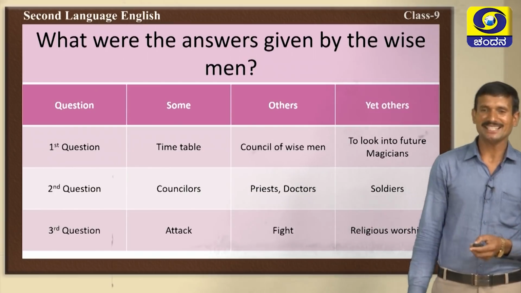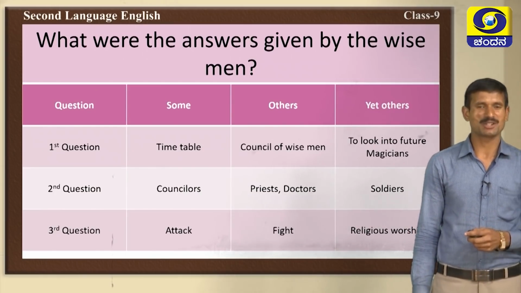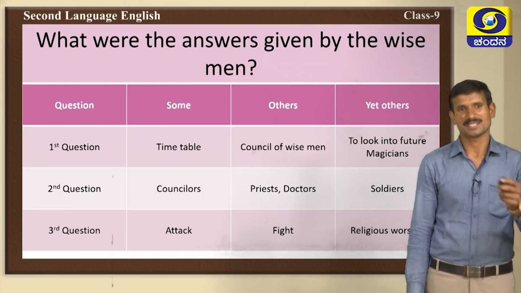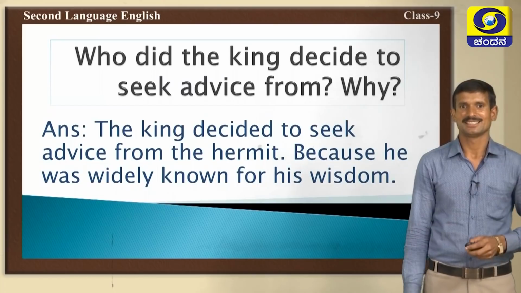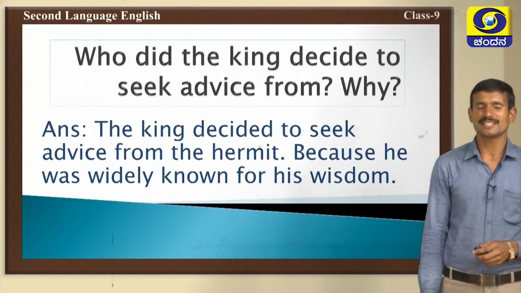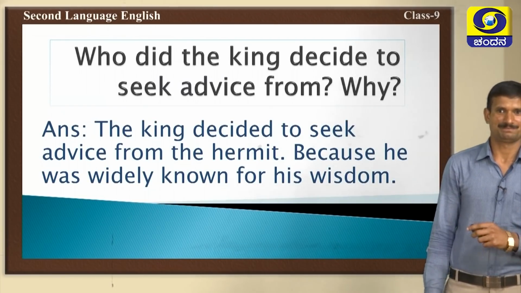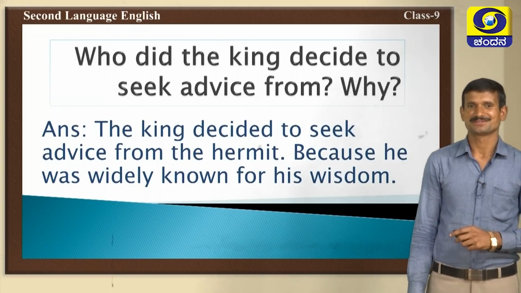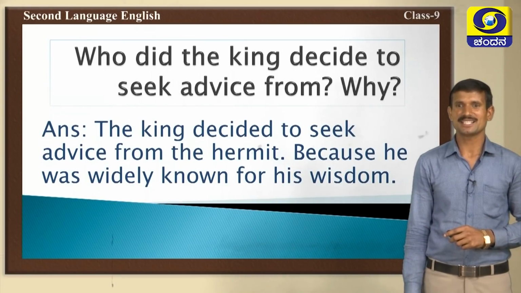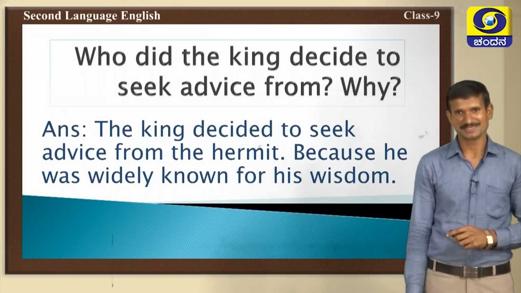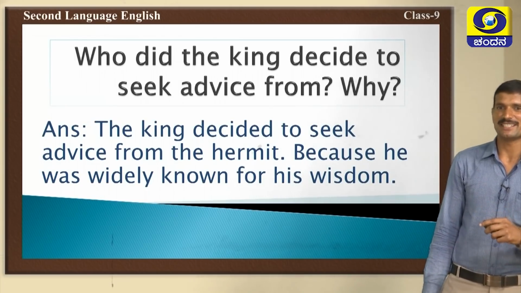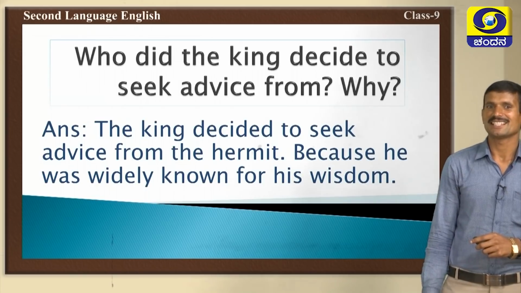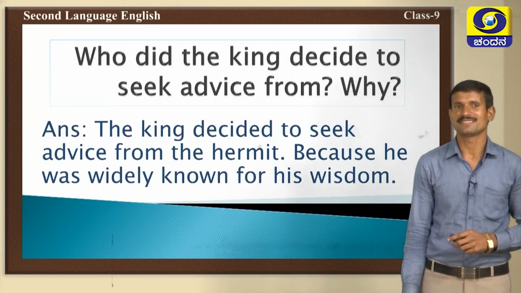Yes, very good. Many wise men. But the king was not satisfied by these answers. Very good. Next. Who did the king decide to seek advice from? Who did the king meet? Very good. The king decided to seek advice from the hermit because he was widely known for his wisdom.